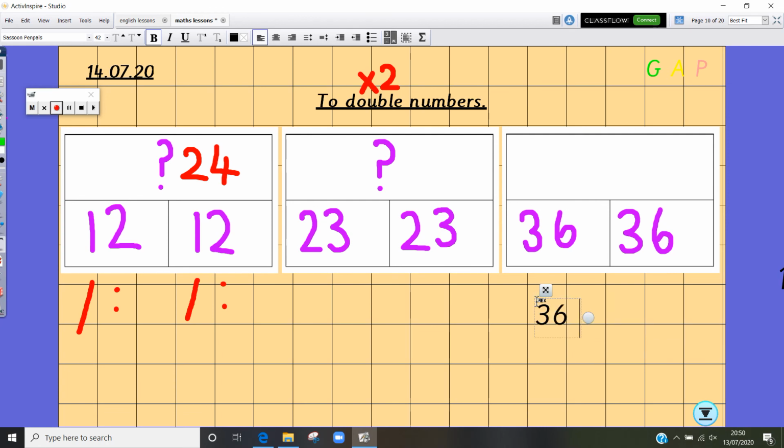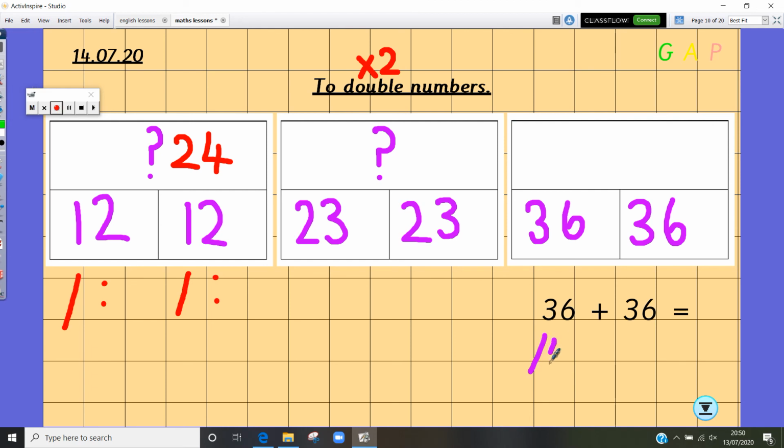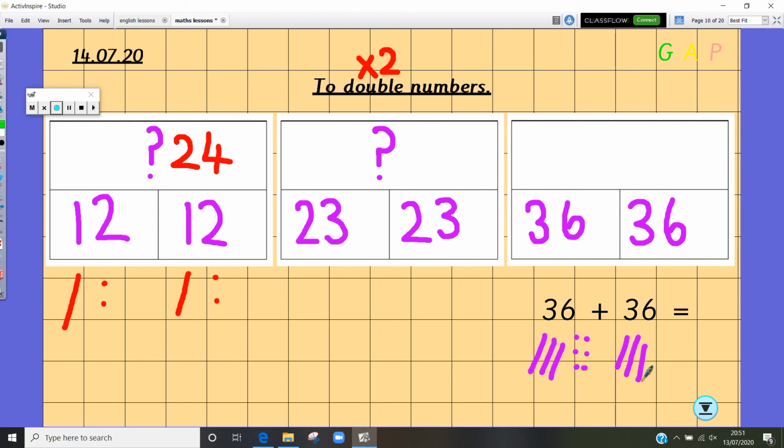So 36 add 36 equals, and then I can pop my jottings underneath. So I can draw my 3 10s, 10, 20, 30, and my 6 1s, 1, 2, 3, 4, 5, 6. And then I can potentially redraw it again. So let's do that. 10, 20, 30, 31, 32, 33, 34, 35, and 36. And then I can combine them together to find my equals. So pause the video now and see if you can find the answers to double 23 and double 36.